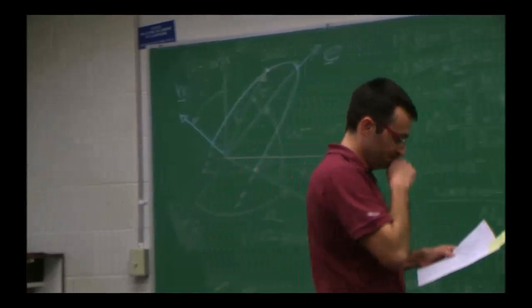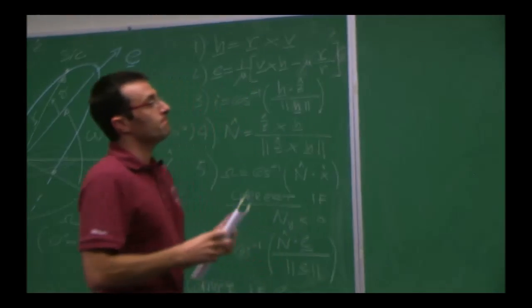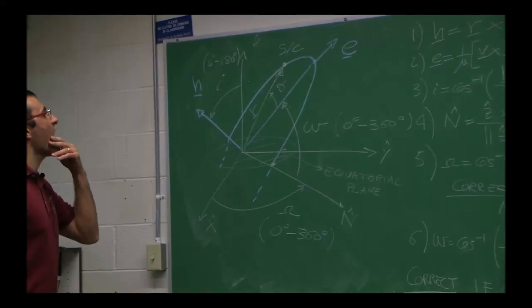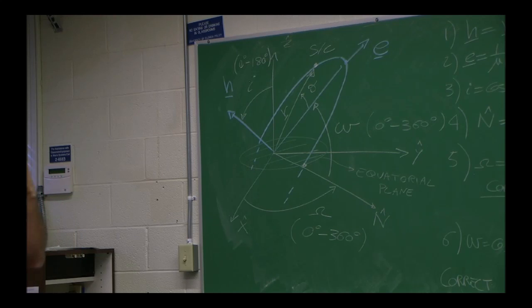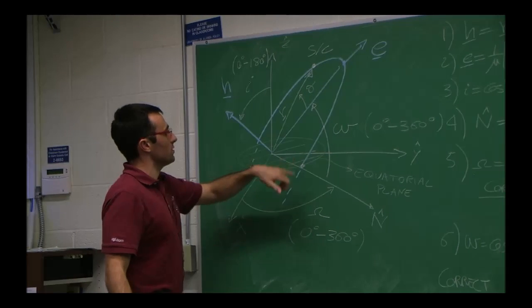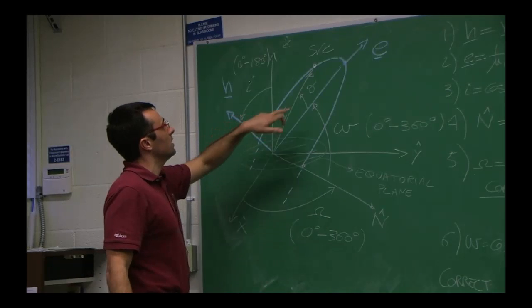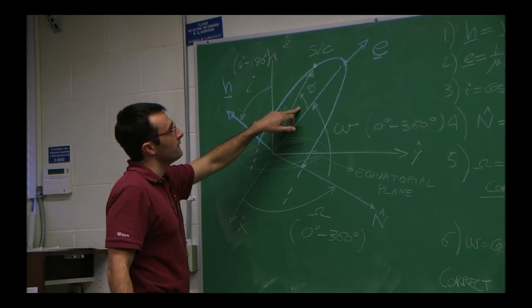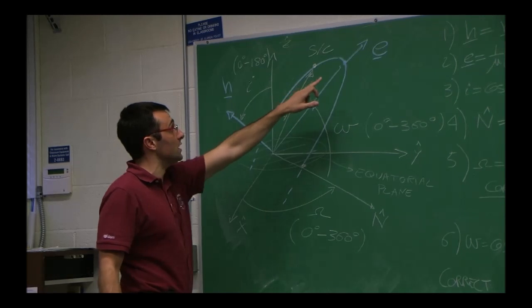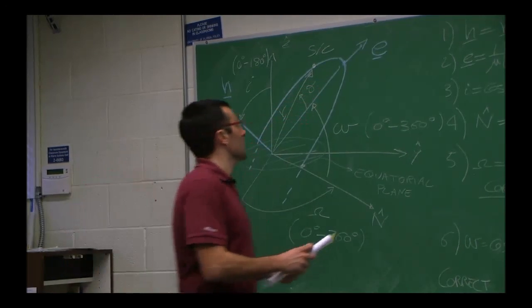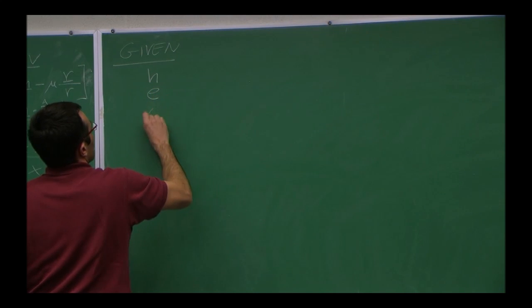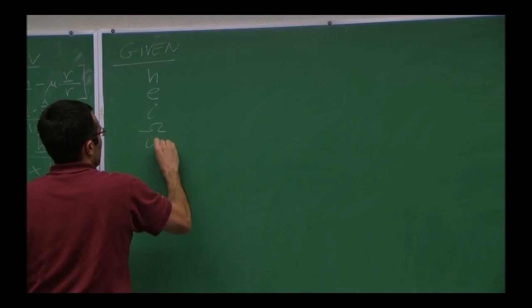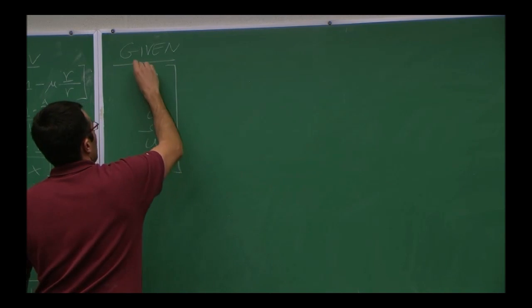What do you do? Well, what do you think we should do? So I'm giving you these three angles, big omega, little omega, inclination, true anomaly, and I'm giving you the magnitude of E, not the vector, and H, or A. So the given is H, E, I, big omega, little omega, theta. Nothing else. You don't have anything else.